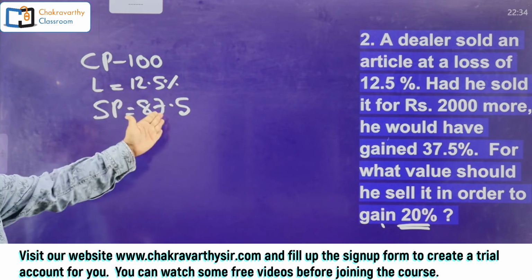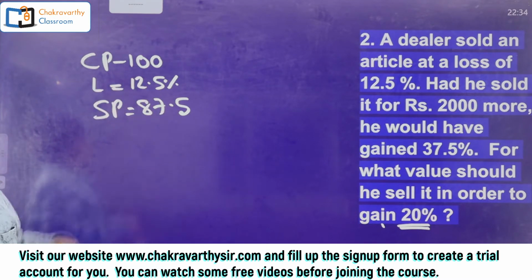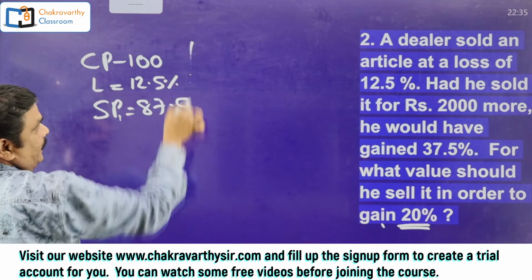12 and a half, 87 and a half. Instead of taking fractions, directly I am doing this one. Okay, this is the first selling price. Now you go for the second one here.